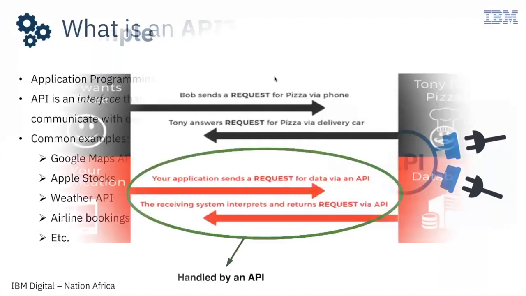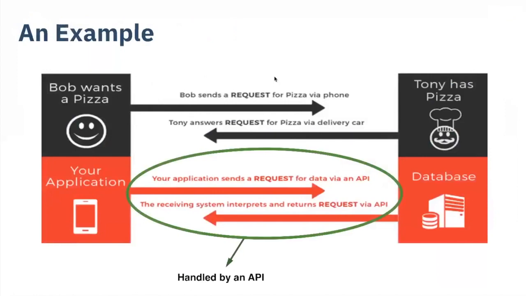In order to give you a better explanation of what APIs are, let us see a diagram. This example illustrates what an API looks like in practice. For example, over here we have Bob. Bob wants a pizza, and Tony is the one who has the pizza. Let's say he runs a pizzeria, so he's responsible for the pizza delivery and everything.